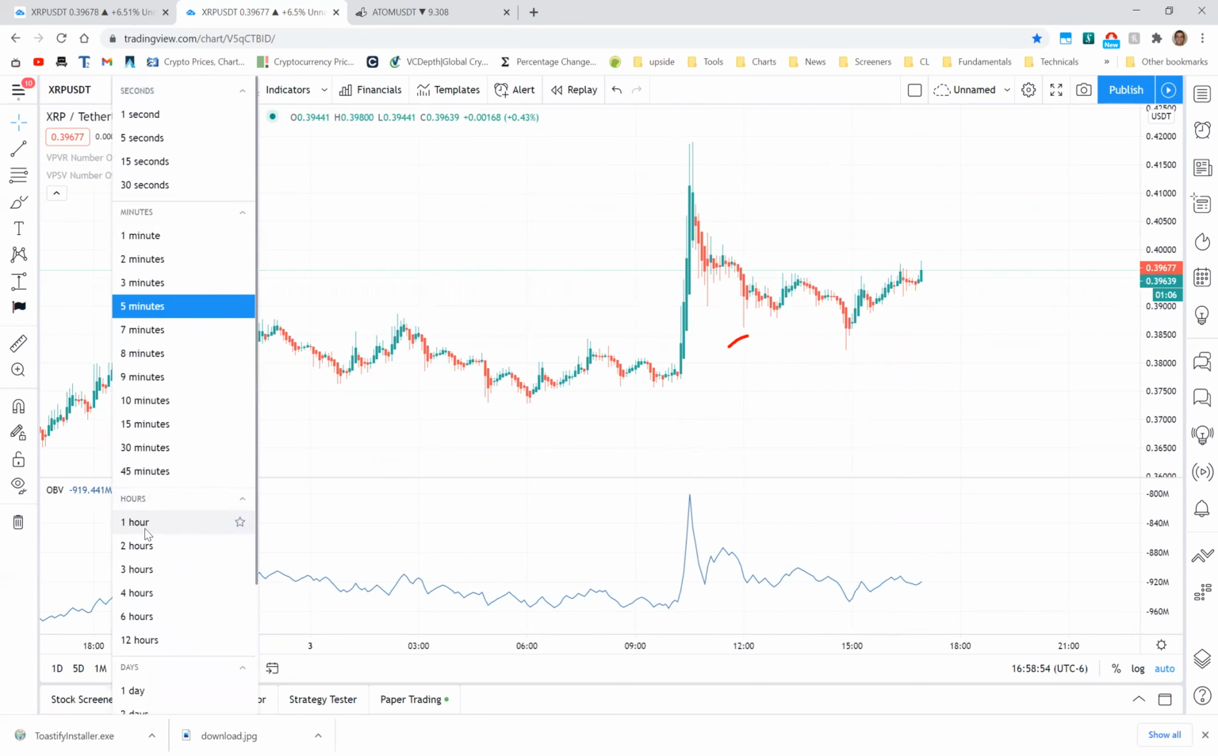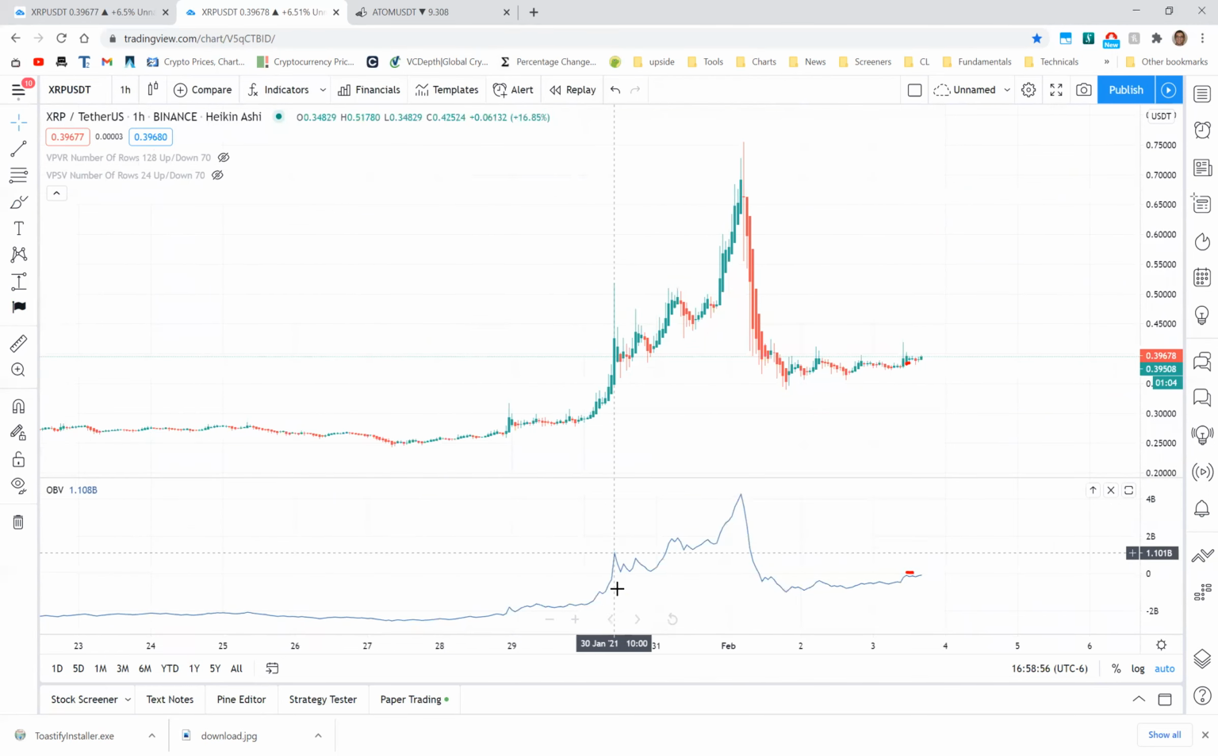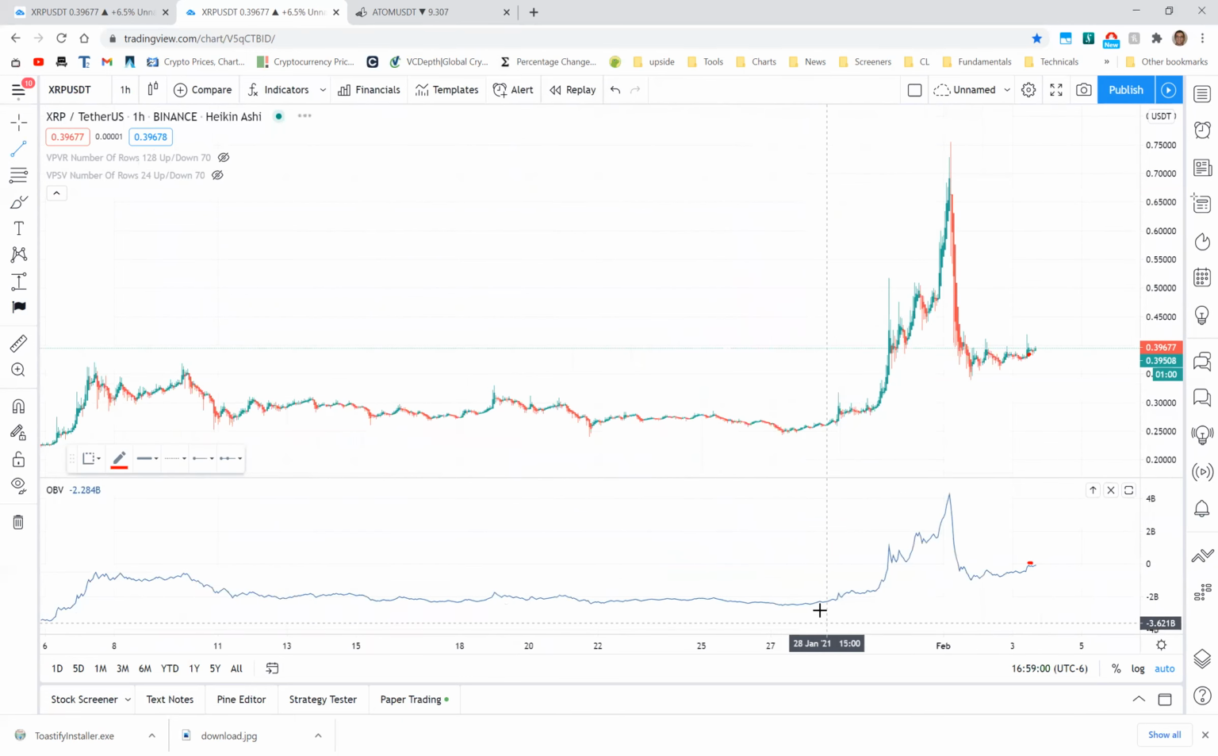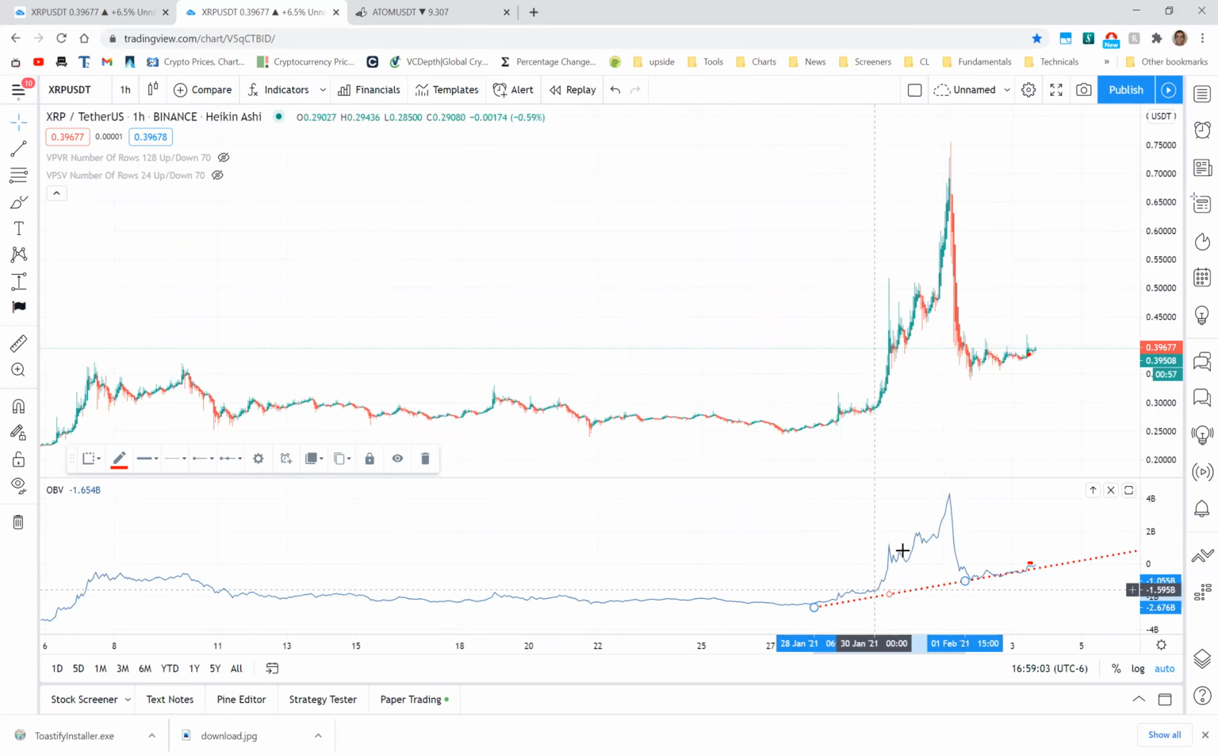And again, it works on all time frames. It'll just look a little different. So here we have a hedge up before the pump. And we dipped right to the old hedge trend line. And now we're going up again.